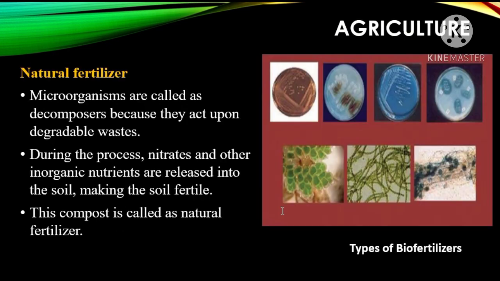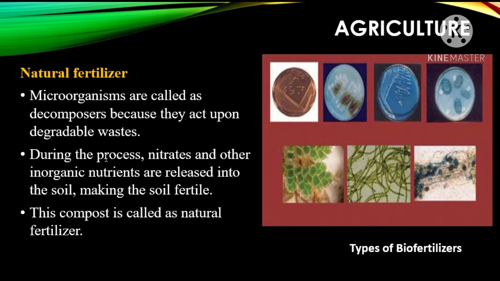And the next topic is about agriculture. Microorganisms are called decomposers. So what is a decomposer? Any organism having the capacity, maybe a soil bacterium or a fungus, that decomposes organic material is usually called a decomposer. And what the decomposers do is break down physically and chemically the dead organic matter.